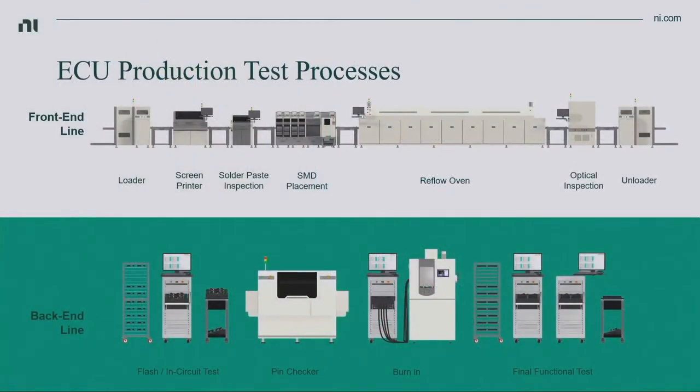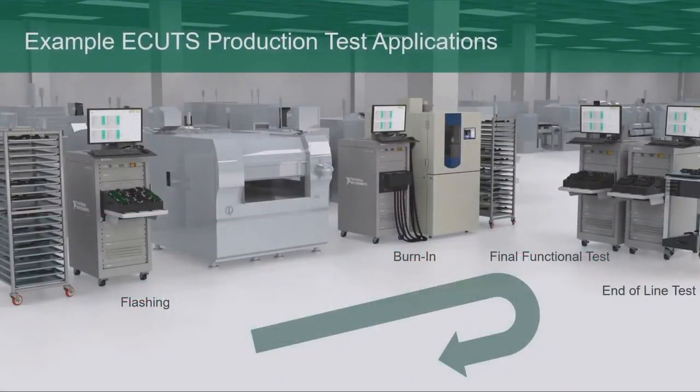Let's check on the ECU production test process. As we can see on the front line, there's a loader, screen printer, solder paste inspection, SMD placement, before oven, optical inspection, and loader. On the back end line, there's a flash or ICT, pin check, burn in, and functional test. Example for ECU TS production line application, we could use it in flashing, burn in, final function test, and end of line testing.